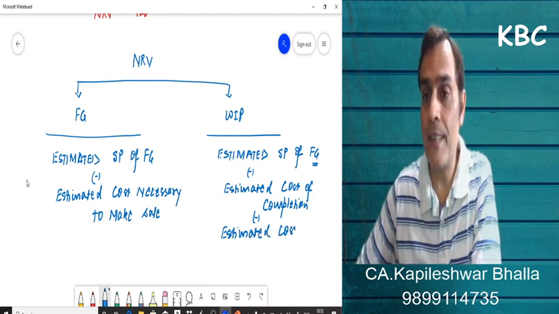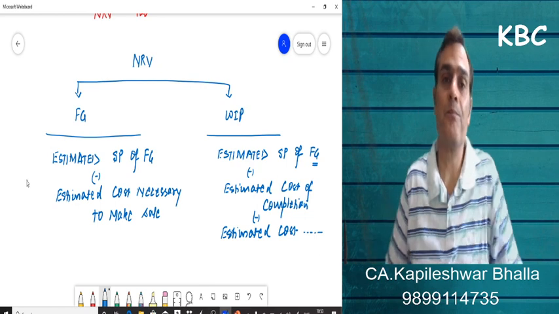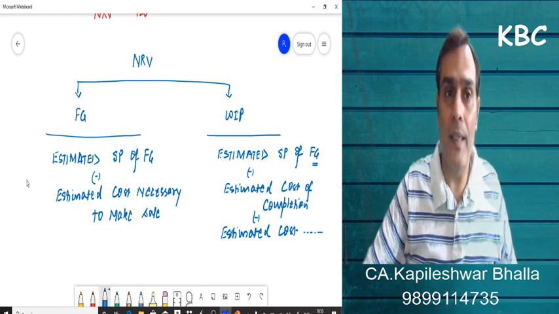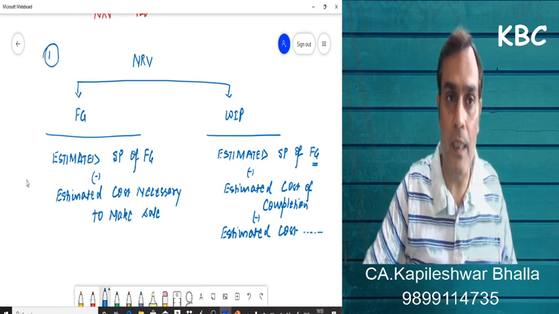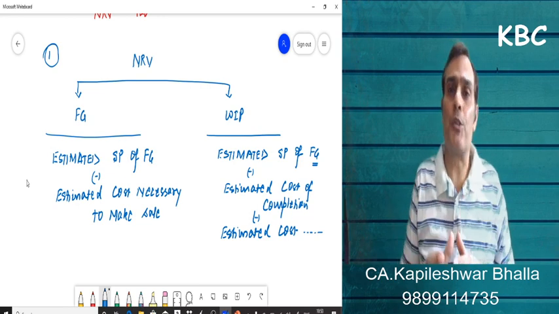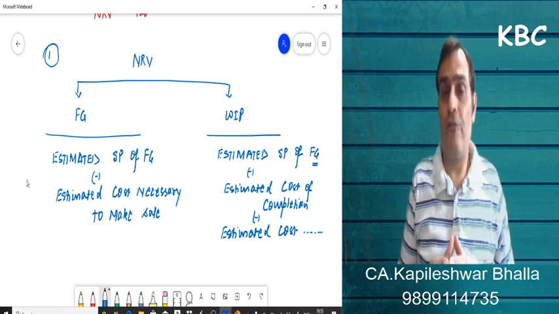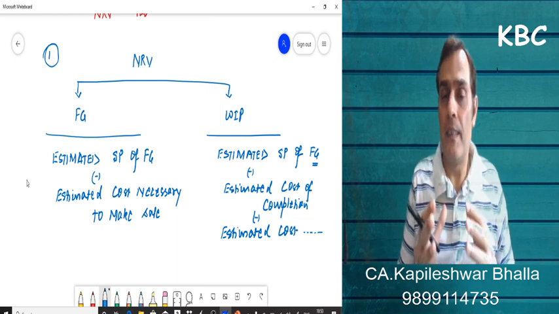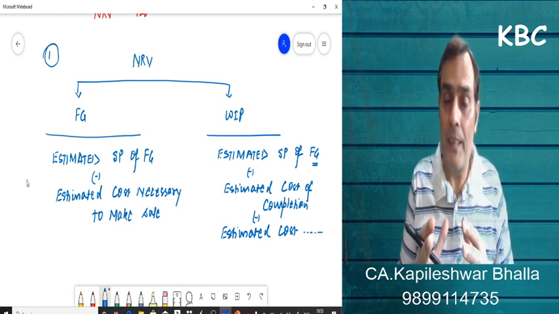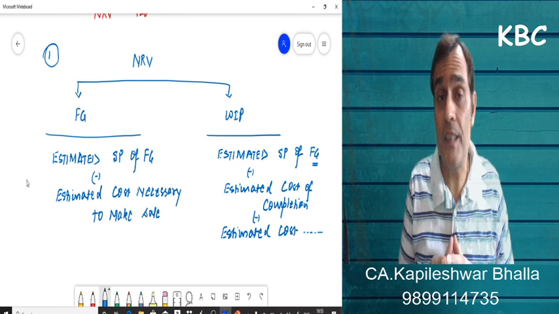Estimated cost necessary to make the sale. So I think we've done one aspect in terms of NRV. I'll put it as point one, that we've understood that NRV for FG is supposed to be the estimated selling price minus only the cost necessary to make the sale.